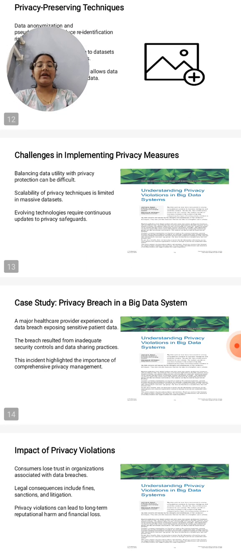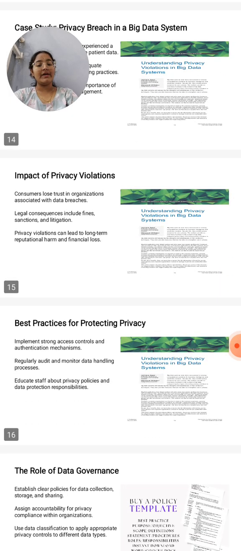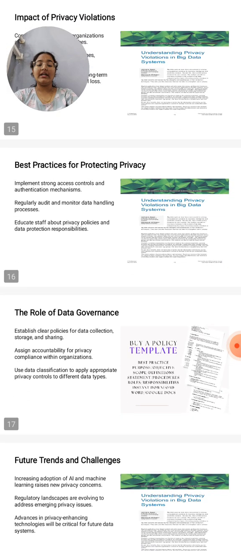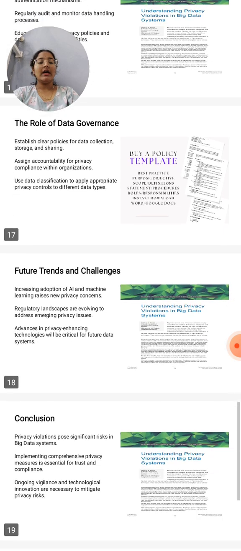Case study: privacy breach in a big data system. Impact of privacy violations, best practices for protecting privacy, the role of data governance, and future trends and challenges.